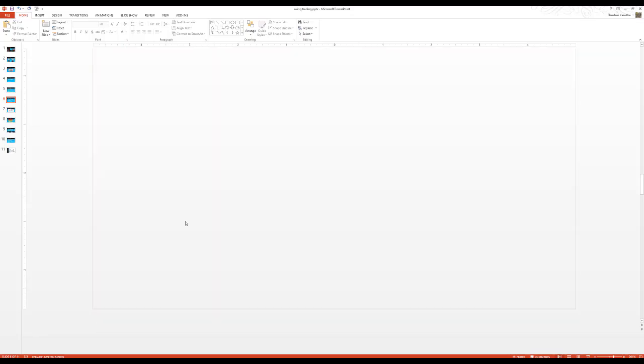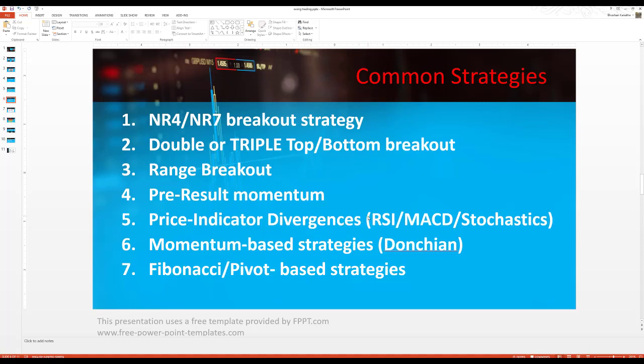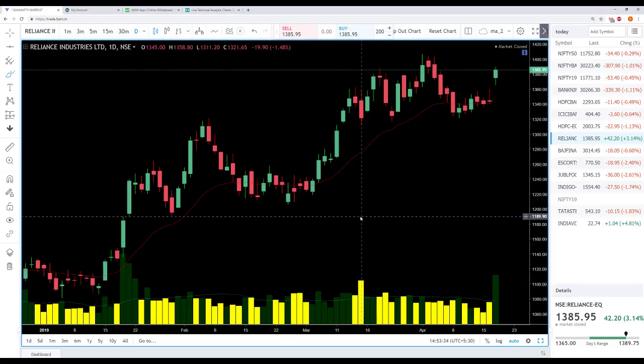Then price indicator divergence. There are many people, I guess you might also be using that. RSI, MACD, so this is what we can look at over here. I've created a template for you.